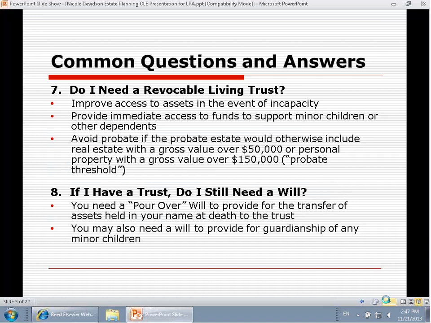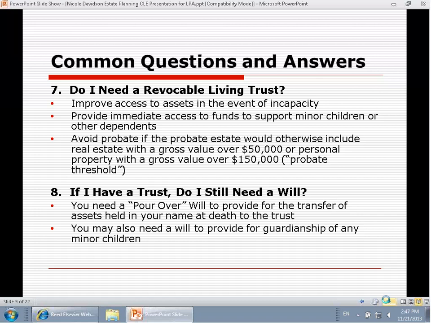Number 7, do I need a revocable living trust? I get asked this question every day. The answer for many people will be yes, and the reasons why I've listed out here. First, to improve access to assets in the event of incapacity. And that's something that clients, again, usually overlook because they're invincible. But the trust is primarily for their benefit. If anything happens to them, they can't handle their own financial decisions, they can't pay their bills. They've nominated a trustee that can take care of this for them.